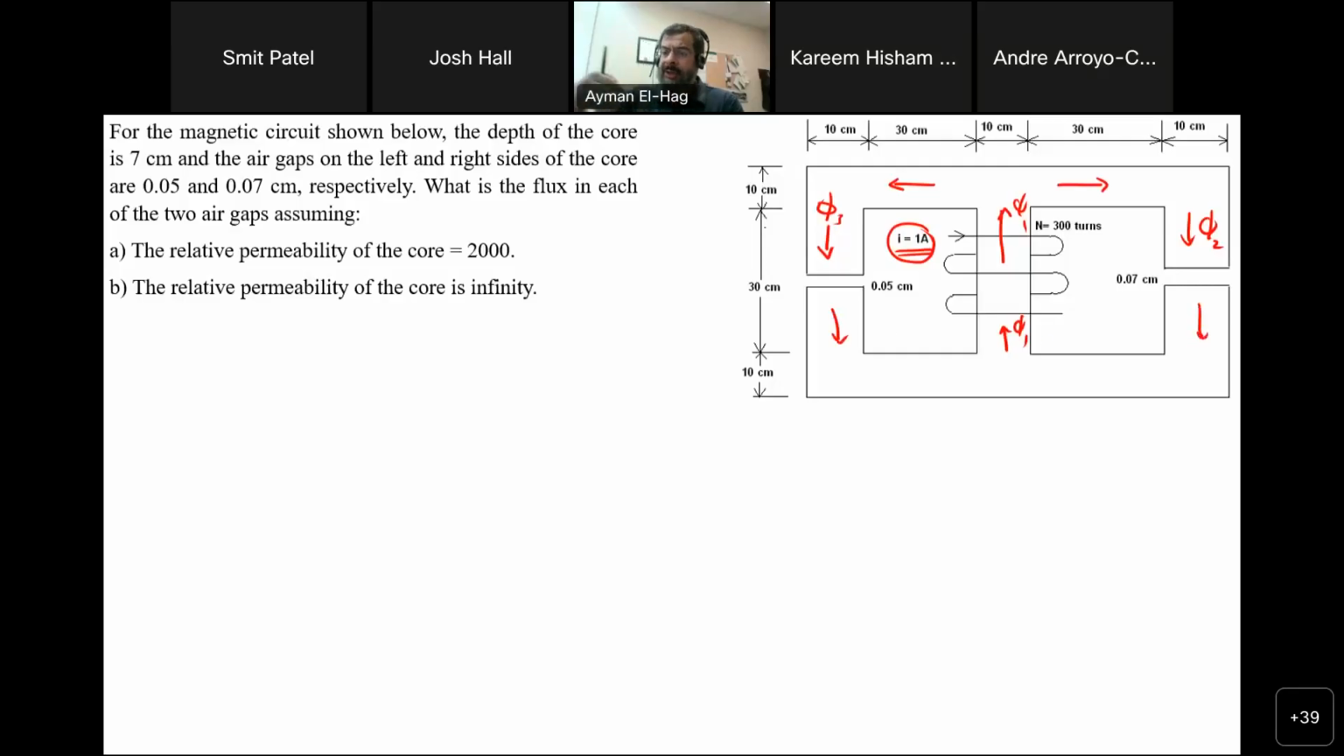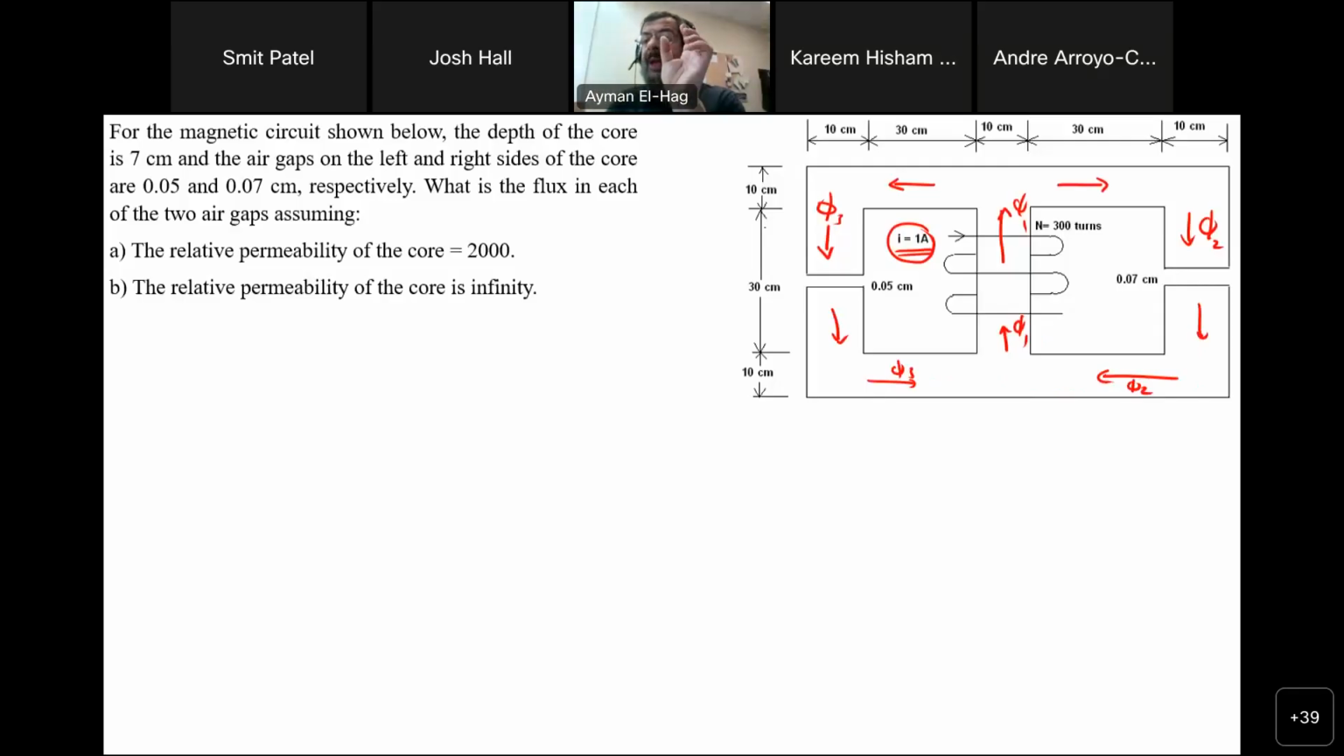Now this will continue here. They will cross with the same magnitude. They will cross the air gap, and then they will be your phi 2, and this will be your phi 3. They will combine and then go to phi 1, and so on and so forth. And we'll keep doing this.